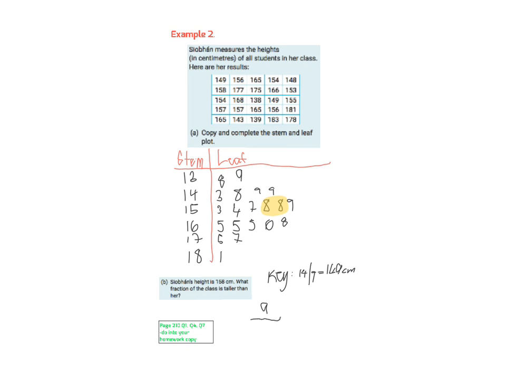And how many people are in the class in total? Well, you can figure that out by counting up the leaves in your plot, or you can go up to the table here and see that it's 5 by 5, so 9 out of 25 have a height that's taller than her.